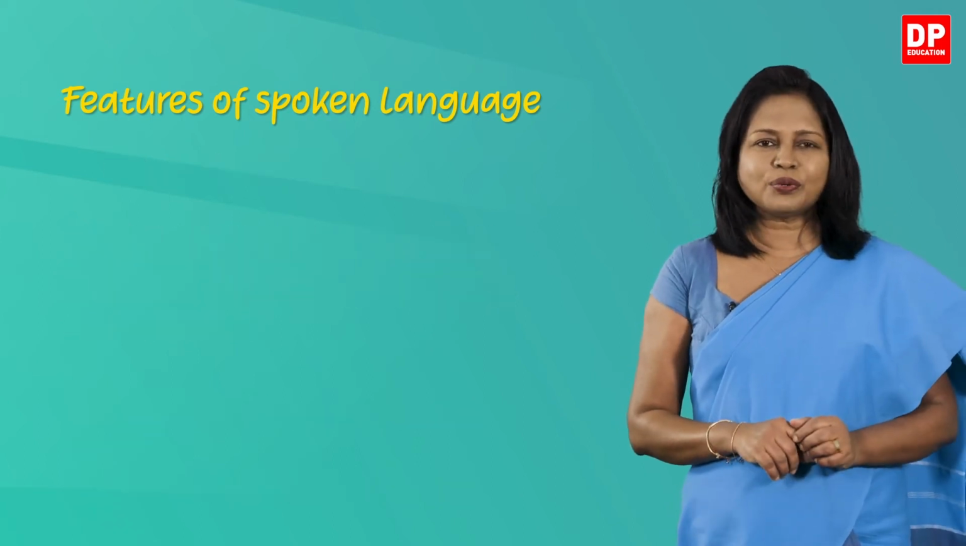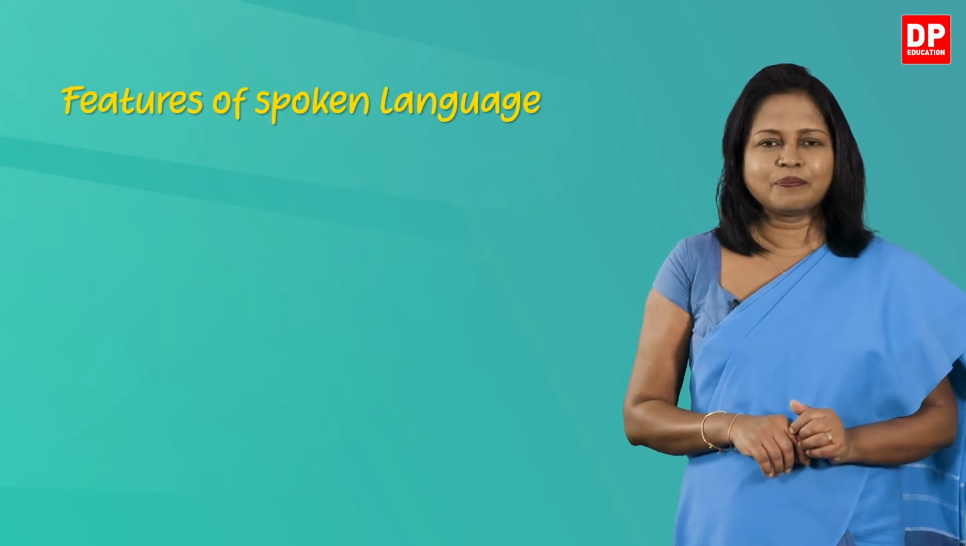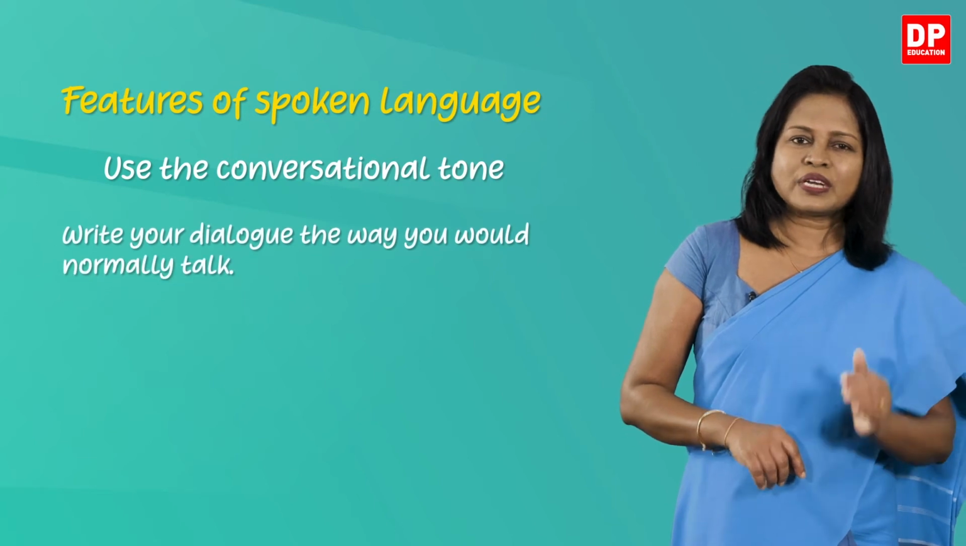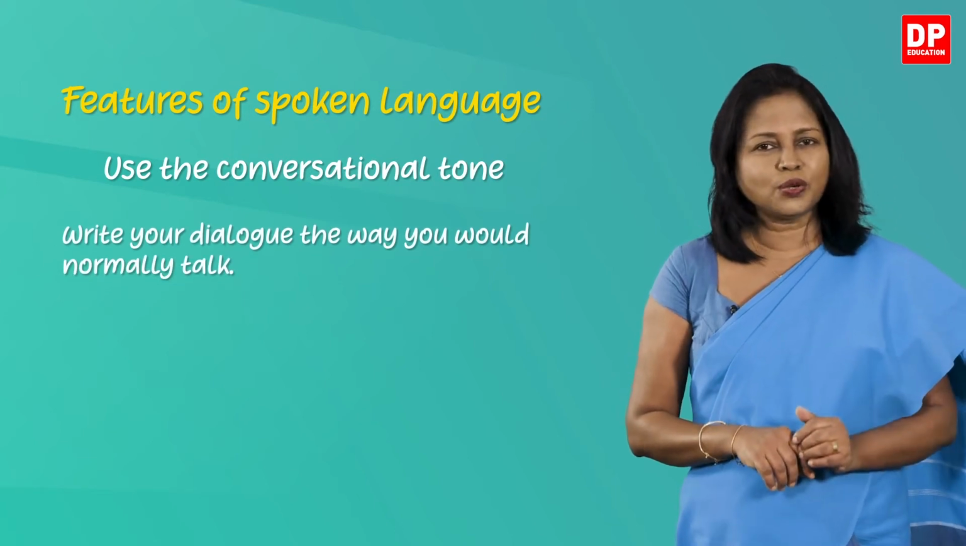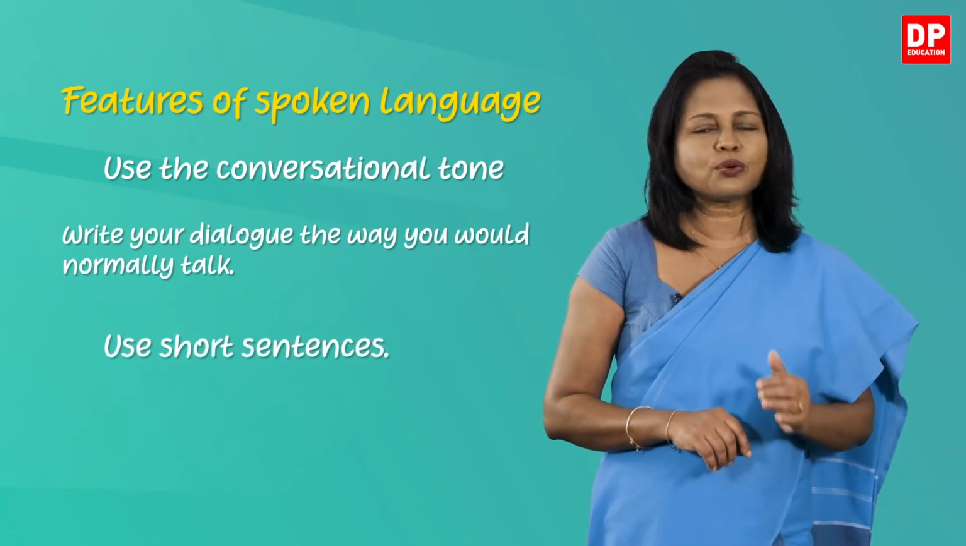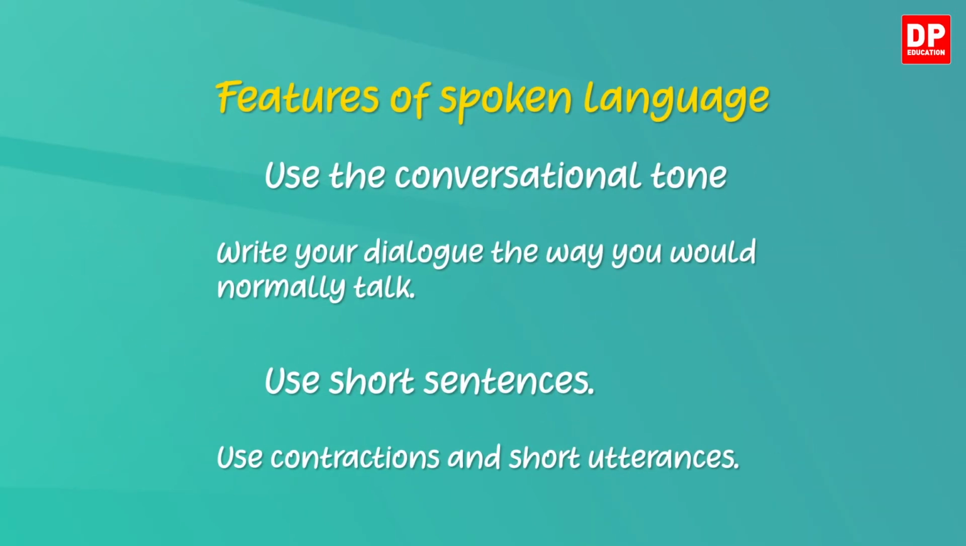Like in other spoken and informal texts, you have to use the conversational tone. You have to write your dialogue the way you would normally talk. Also use contractions and short utterances. So children, when you are writing a speech, to make it natural, remember to use these features of spoken language. Now let's put into practice what we have learned.